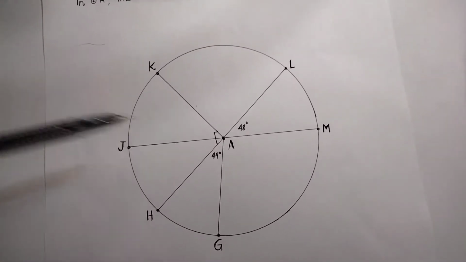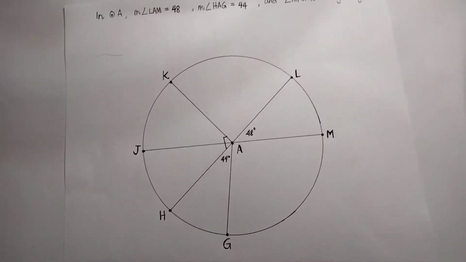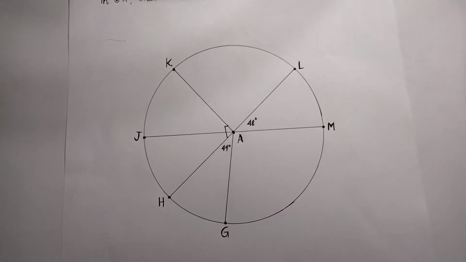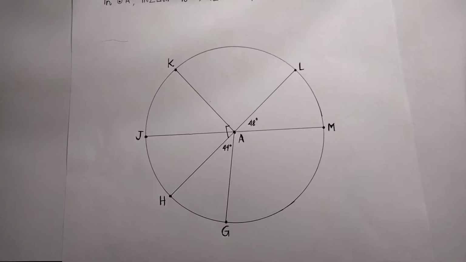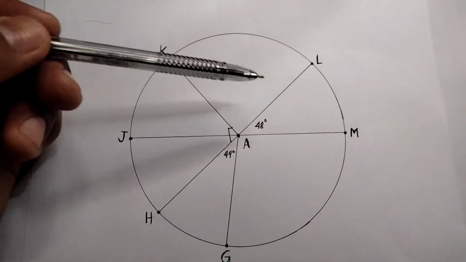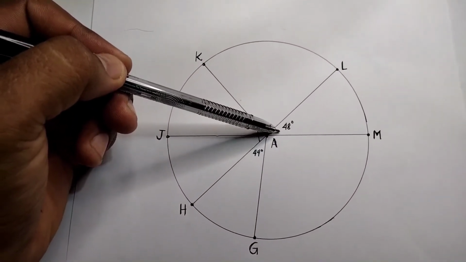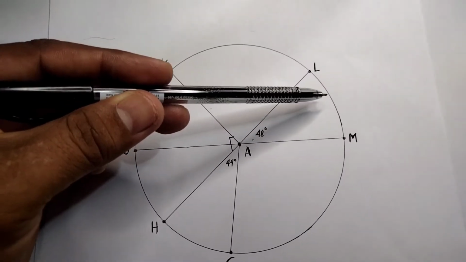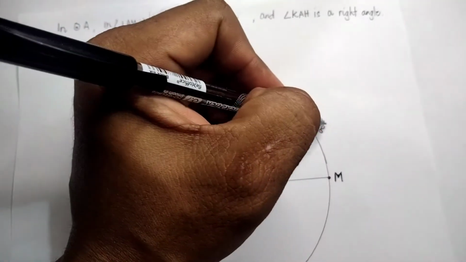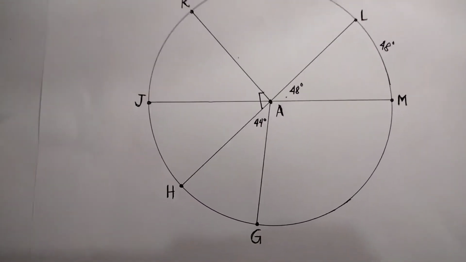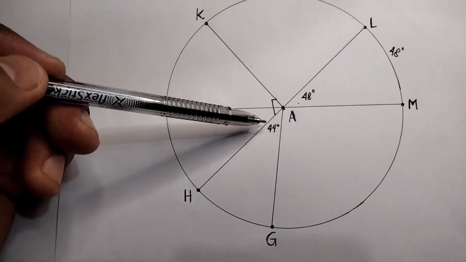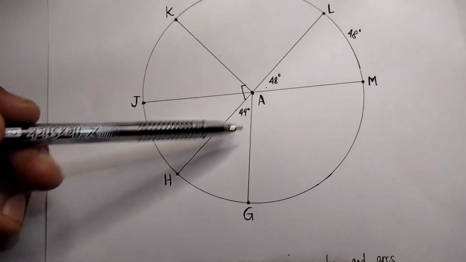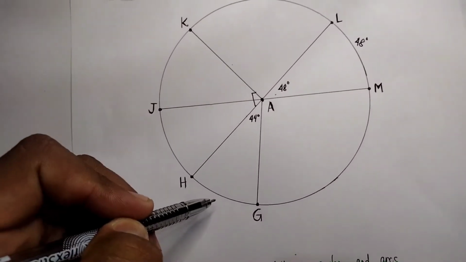Before we find the missing angles and arcs in this figure, let us recall the previous lessons about the central angle. The measure of the central angle is equal to the measure of its intercepted arc. In this figure, the central angle LAM is 48 degrees, so its intercepted arc, arc LM, is also 48 degrees. Next, angle HAG is 44 degrees and its intercepted arc is arc HG. Again, they are congruent, so their measures are equal. This is 44 degrees.